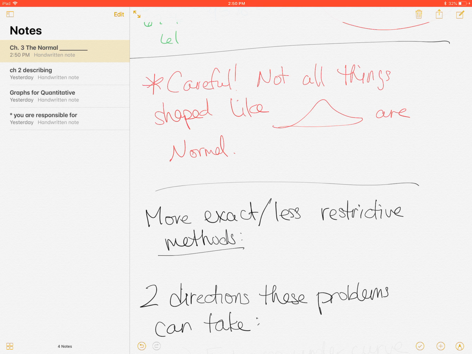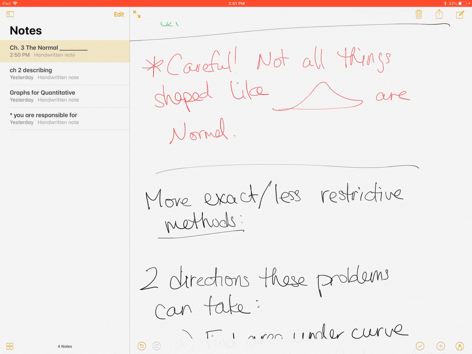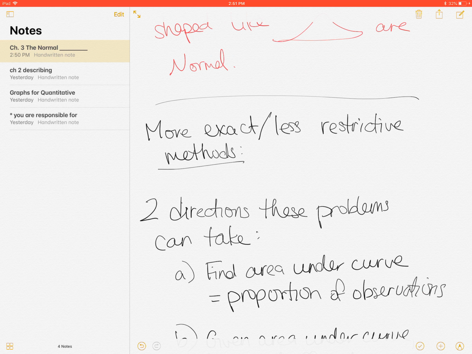So let's now talk about these other methods that are more exact and less restrictive. Notice if I asked you the tallest 5% of people, well, one side being 5%, the other side being 5%, that'd be the outside was 10, the inside was 90. That didn't fit any of my 68, 95, 99.7 rule numbers, and so I couldn't find it that way.